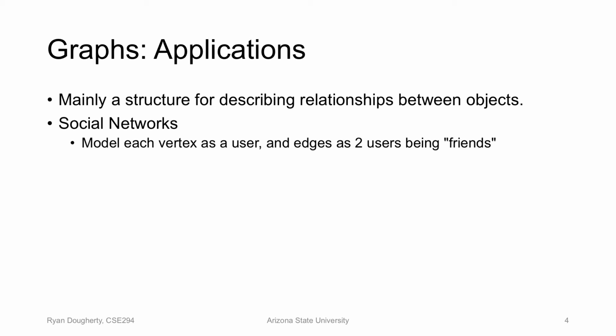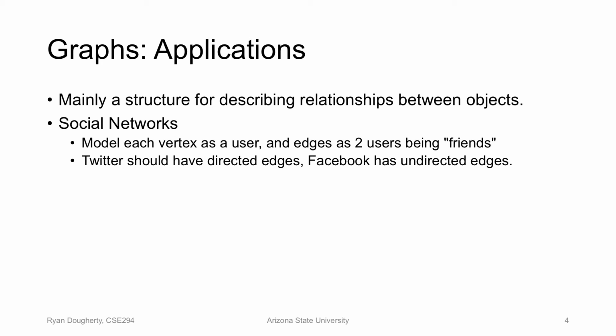To have a distinction here, on Twitter, since you can follow someone but they don't have to follow you back, it's a good idea to model that as a directed edge, because I can follow the follow path. If we follow someone, we go in that particular direction. So it makes sense to have a directed edge there. Whereas for Facebook, when you friend someone successfully, they are friends with you too. So it makes sense to have an undirected edge there because I can travel either direction. You're friends with each other.